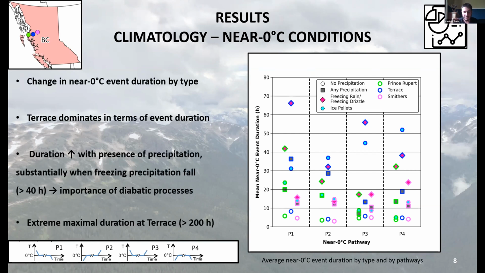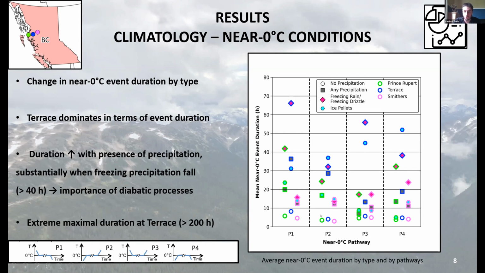So first, we can see that when there is no precipitation in the events, the duration goes down. And Terrace has the highest average duration of the events between all the stations, so Prince Rupert and Smithers. And as soon as we have 1 hour of precipitation, the duration goes up for all the stations.